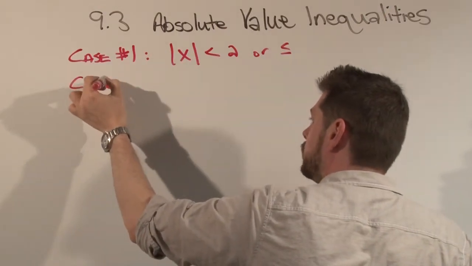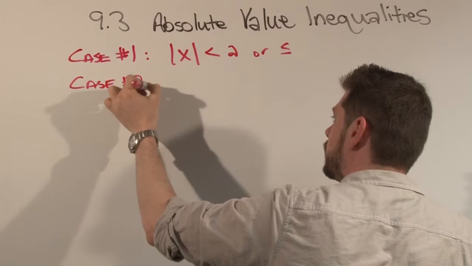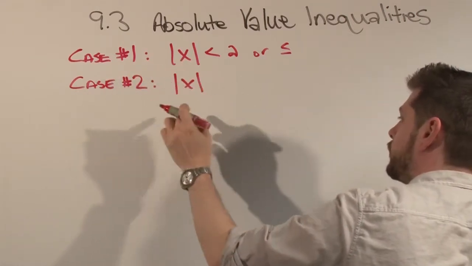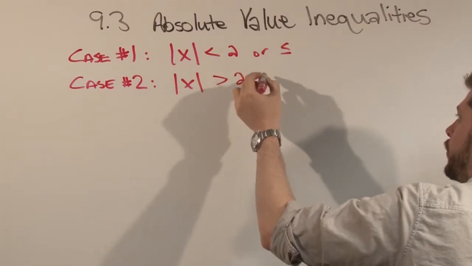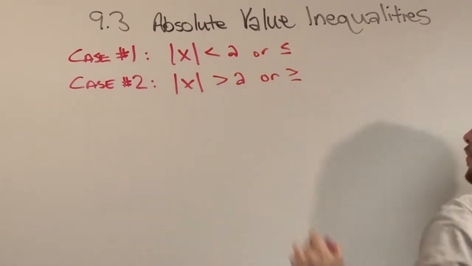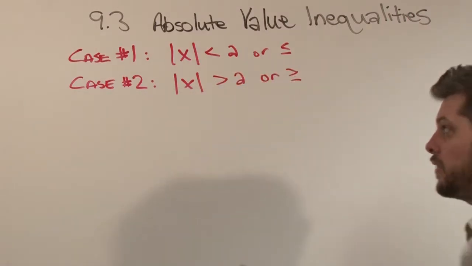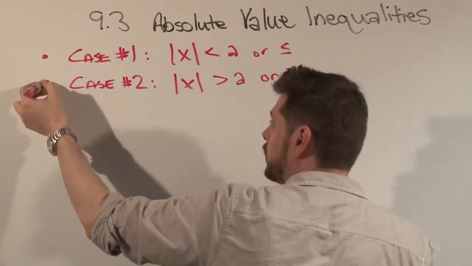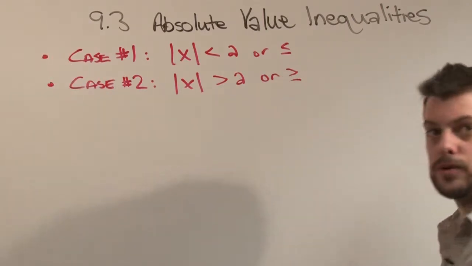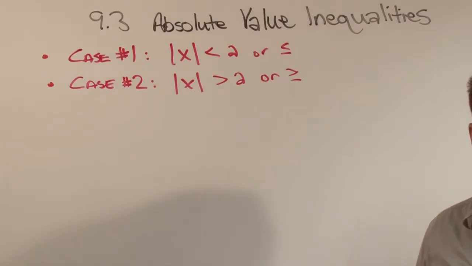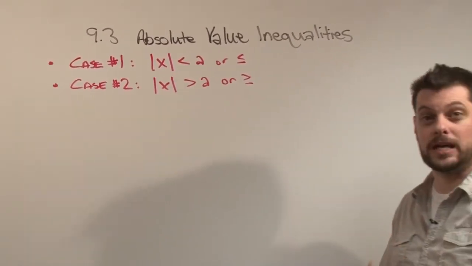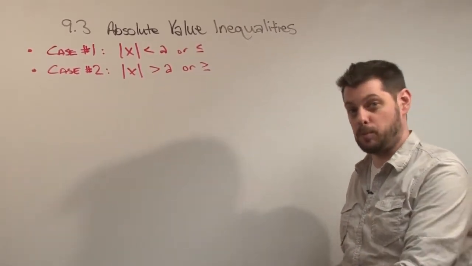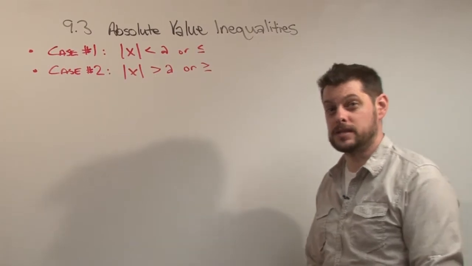Case number two, as you might have guessed, is when we have an absolute value quantity that is greater than a number or greater than or equal to a number. So we'll have a method for dealing with case number one and a method for dealing with case number two. We've already talked about how to solve absolute value equations when we are setting things just equal to a number. That was in section 9.2. We're going to build off of this idea.